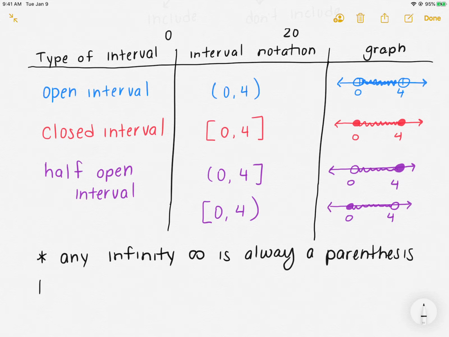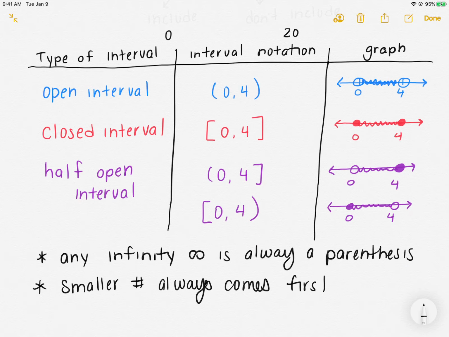You're also always going to put the smaller number first when you're writing your interval. So the smaller number always comes first. And this just lets us keep our work a little bit organized, just like we wouldn't count 1, 4, 3 randomly. We count in order, so we want to make sure our intervals are in order.